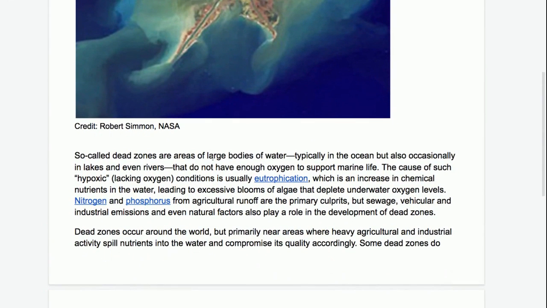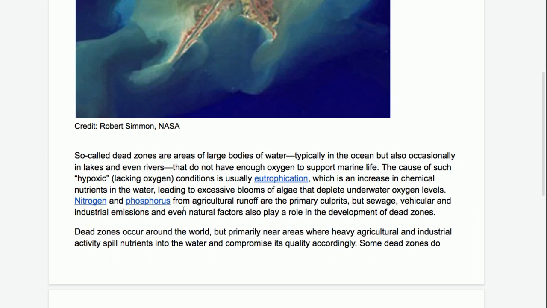So-called dead zones are areas of large bodies of water, typically in the ocean, but also occasionally in lakes and even rivers, that do not have enough oxygen to support marine life. The cause of such hypoxic, lacking oxygen, conditions is usually eutrophication, which is an increase in chemical nutrients in the water, leading to excessive blooms of algae that deplete underwater oxygen levels.